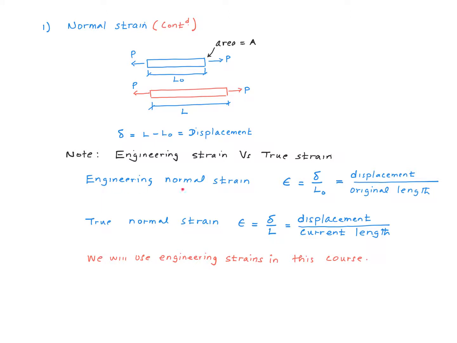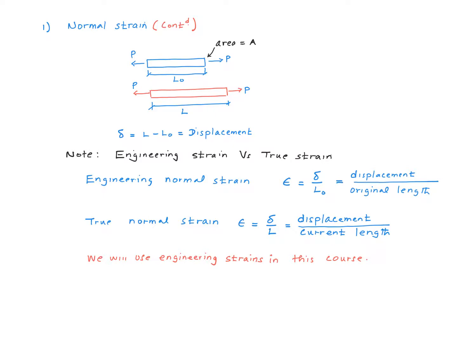Another important note that I want to make here is there are two definitions of strains. The first one is called the engineering strain, and the second one is called the true strain. In the engineering strain definition, we use the original length in the denominator, whereas in the true strain definition, we use the current length. Say you're testing a little specimen in the lab. As you increase the load from 0, the length of the specimen will change from its original length to something else, and that current length will keep on changing as you keep increasing the load.